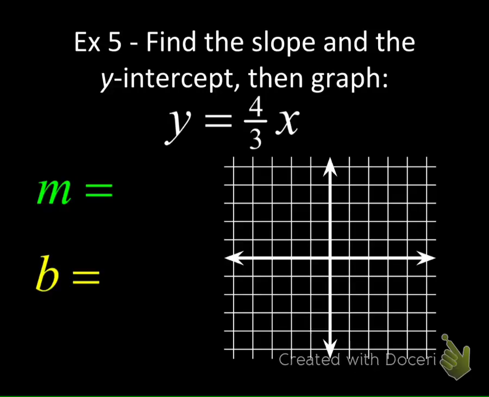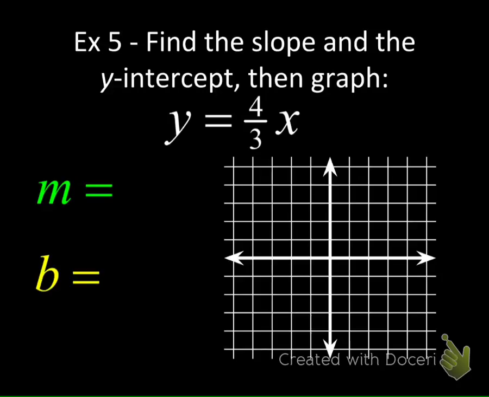All right, let's look at example number 5. Oh, no. What's wrong with this example? So your equation is y equals 4 over 3 times x. There's no y-intercept. There's no number there.